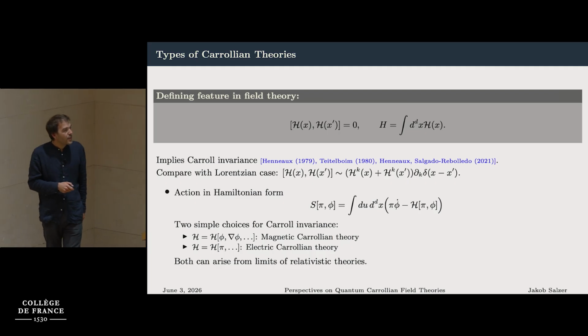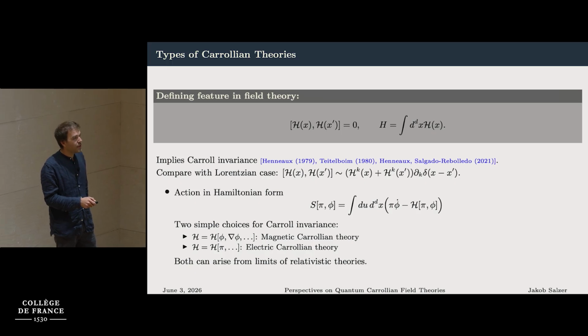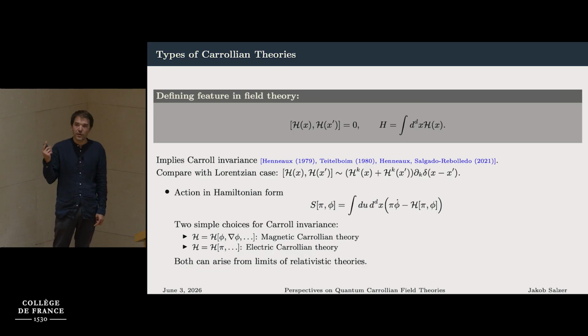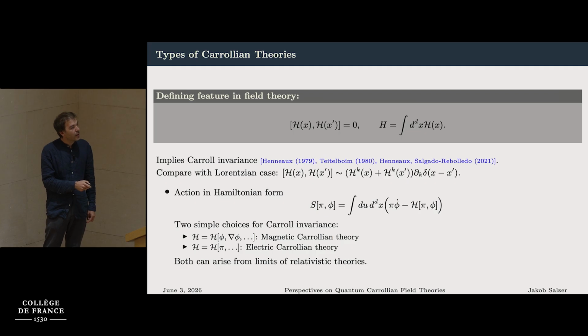So what does this mean? This means if you have an action in the Hamiltonian form, so pi phi dot minus the Hamiltonian density, just based on this criterion, you can construct a chiral invariant theory. The first solution is that you say, let's make this Hamiltonian independent of the momenta, so it depends only on phi, and then it certainly will commute with itself at each point in space. Theories of that type are called magnetic Carrollian theory.